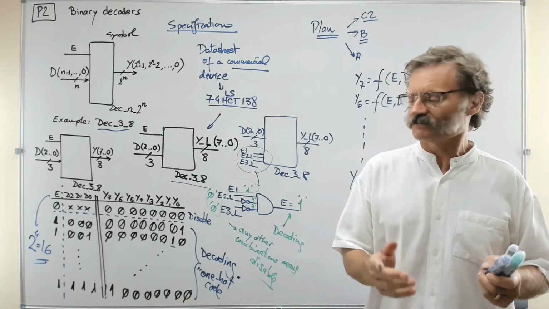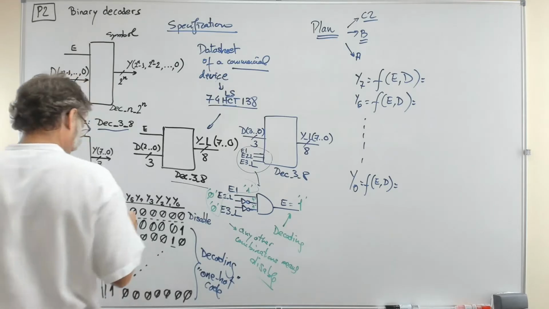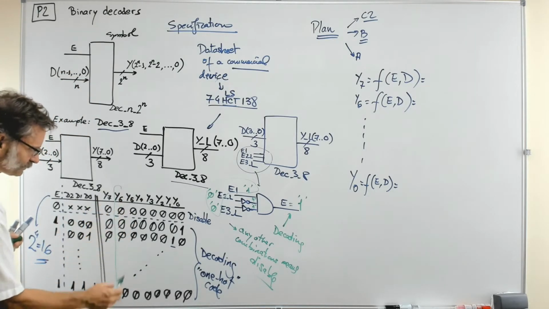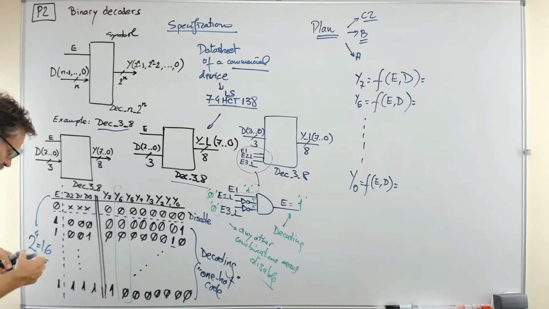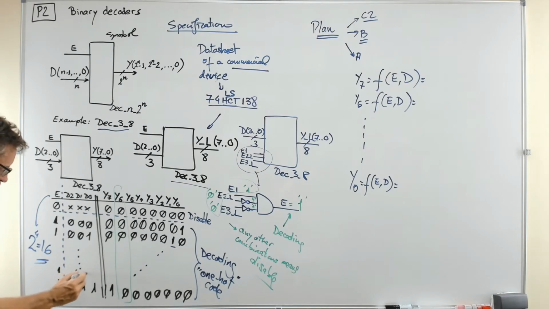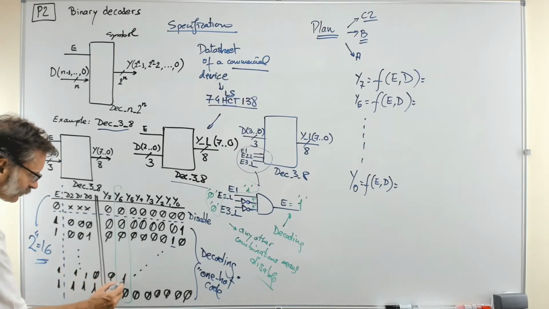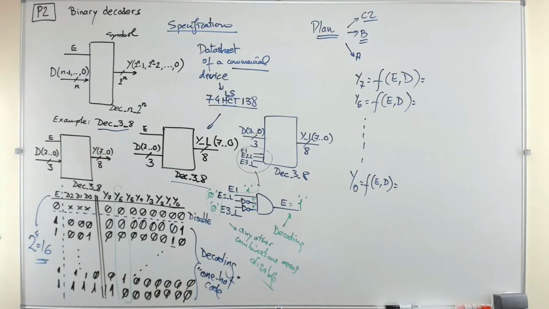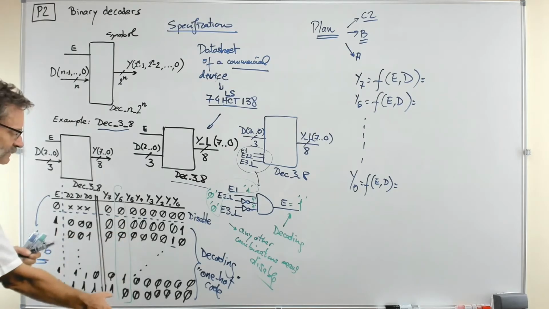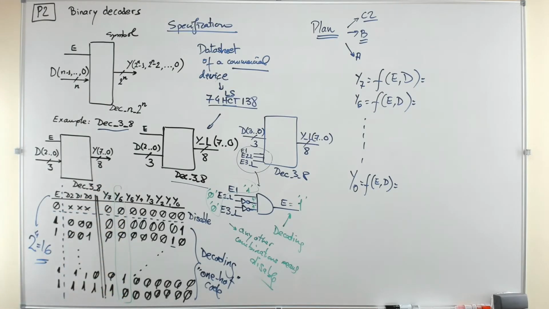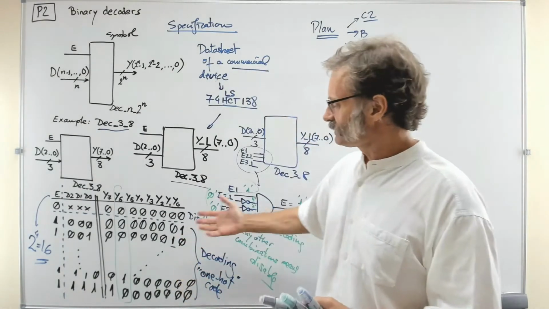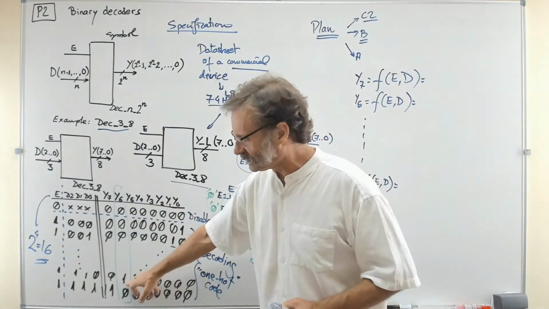So, for example, to pinpoint a given equation, y6, let's generate the number, which is something like this. When enabled and when you apply the number 6, you have a 0, a 1, and then 0 everywhere else. So, how many minterms does the function y6 have? How many maxterms? If you answer the question, you can very well say that y6 has a single minterm.